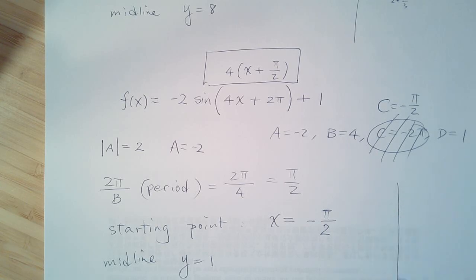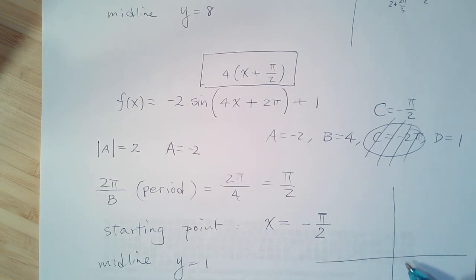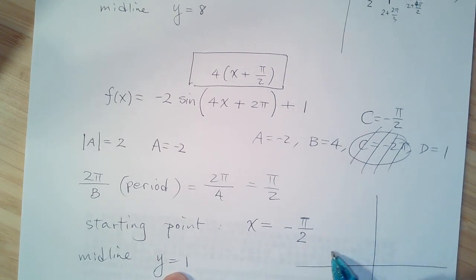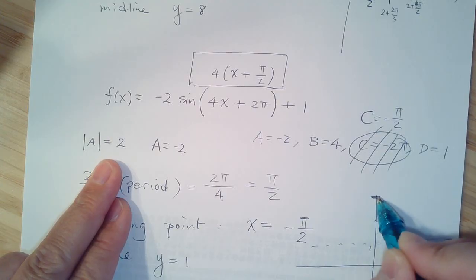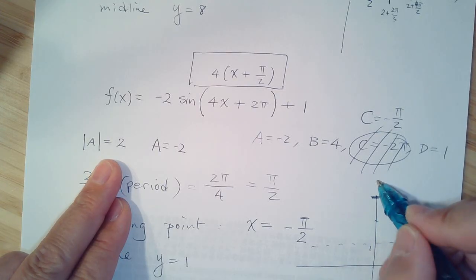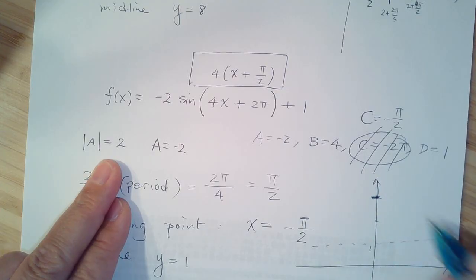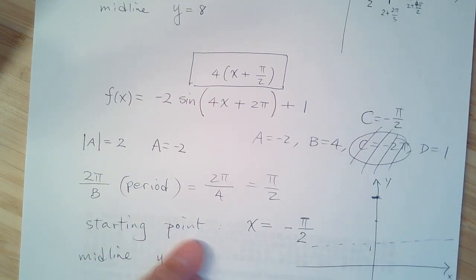Okay, so when I graph, look what I'm doing. I would graph y equals 1. That's my midline. The amplitude is 2. So I go up by 2 and I go down by 2. So that's my maximum value. That's my minimum value. Okay. And then my starting point is negative pi over 2.